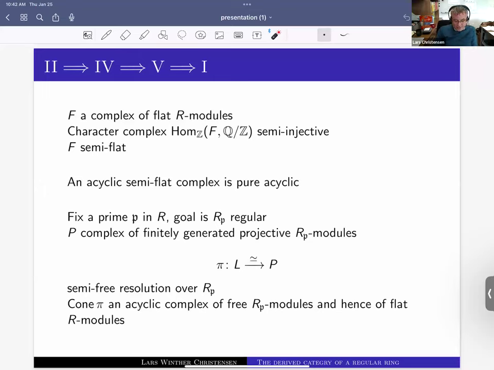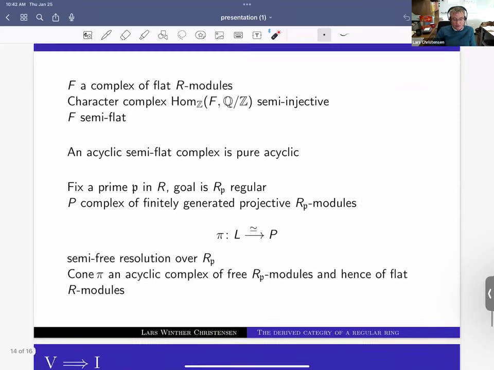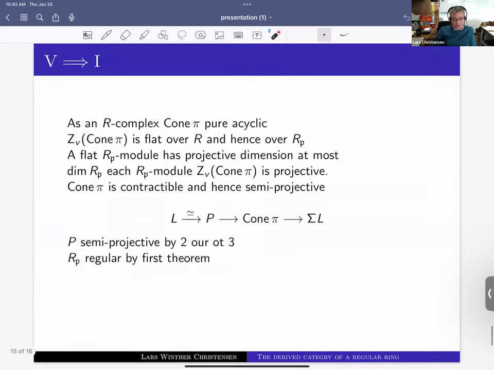But the assumption on R is that acyclic complexes of flat R modules are pure acyclic. So this means that the cone is now pure acyclic. So in particular, when I look at cycles in the cone complex, they are flat as R modules, and therefore they are flat. They are already R_P modules, and an R_P module has the same flat dimension even over R and over R_P.